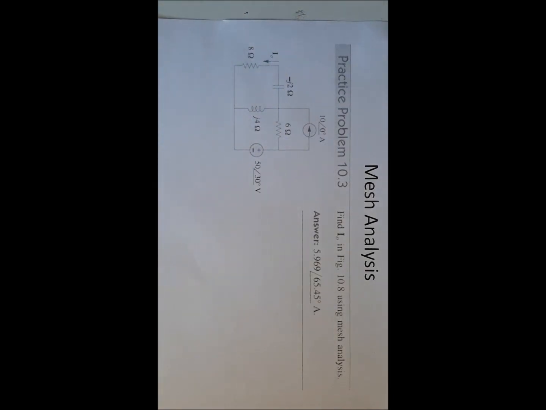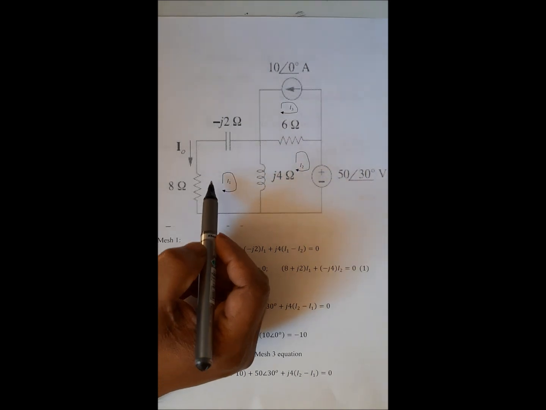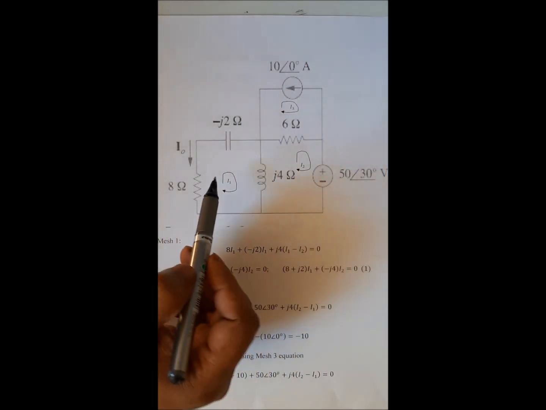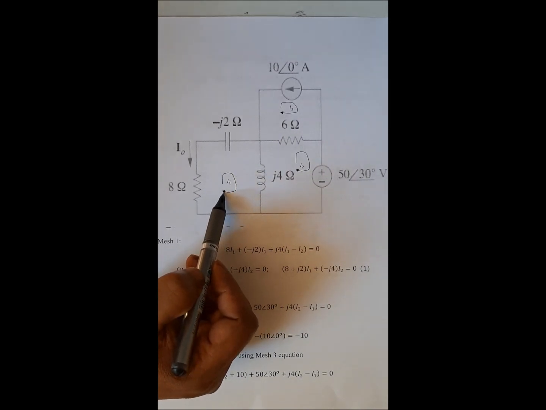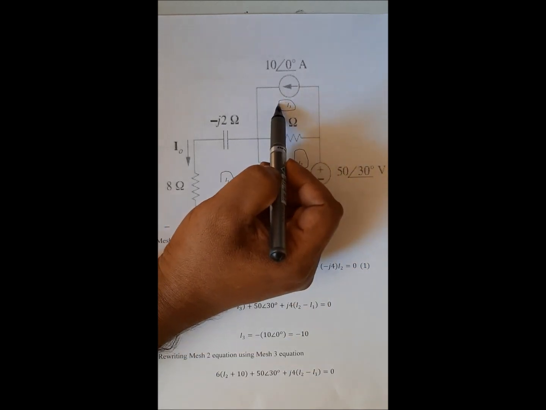In this circuit we have 1, 2, 3 meshes. So we need to identify the meshes and then assign the mesh currents. So let us identify the meshes here. We have mesh 1, mesh 2 and mesh 3. For this mesh I assign the mesh current I1. For this mesh I assign the mesh current I2, and here I assign the mesh current I3.